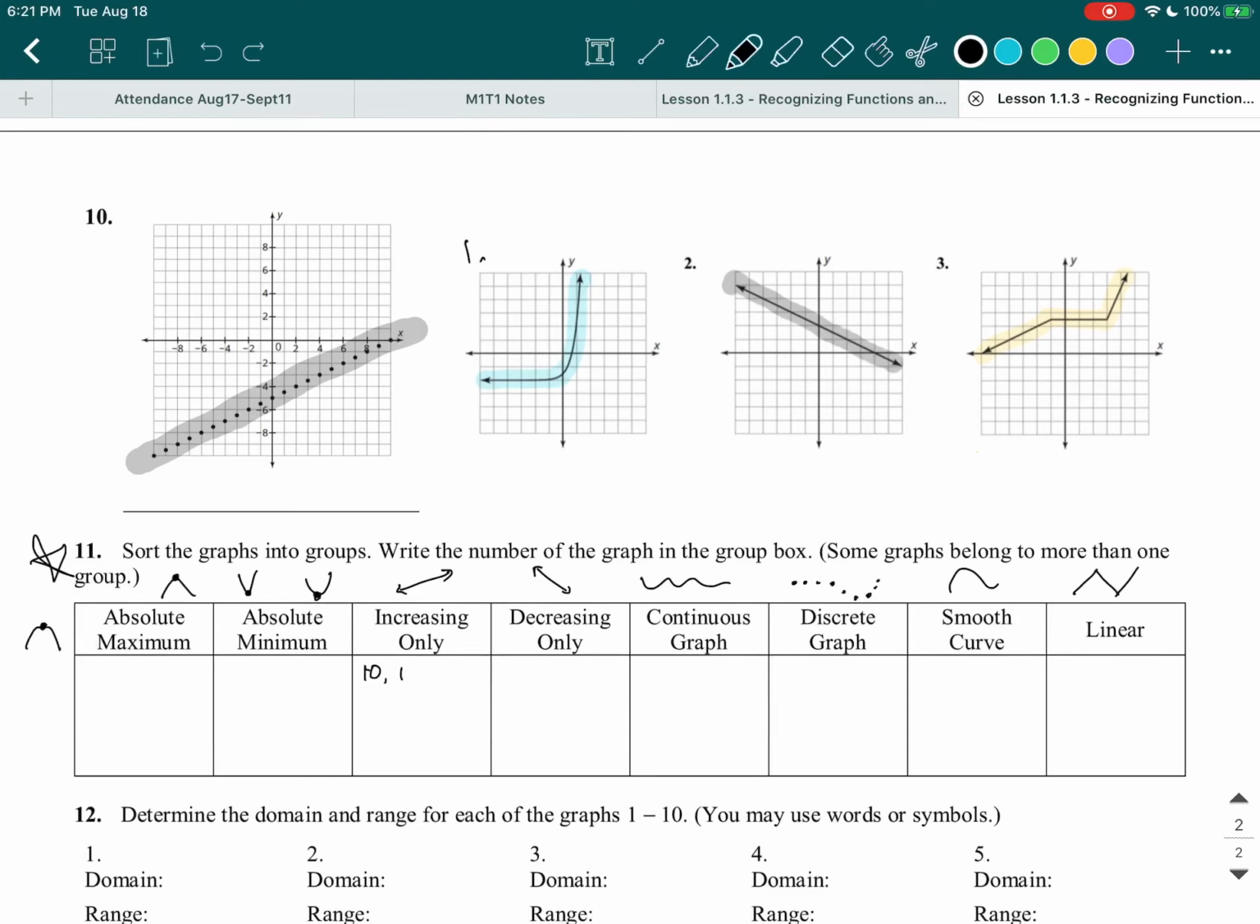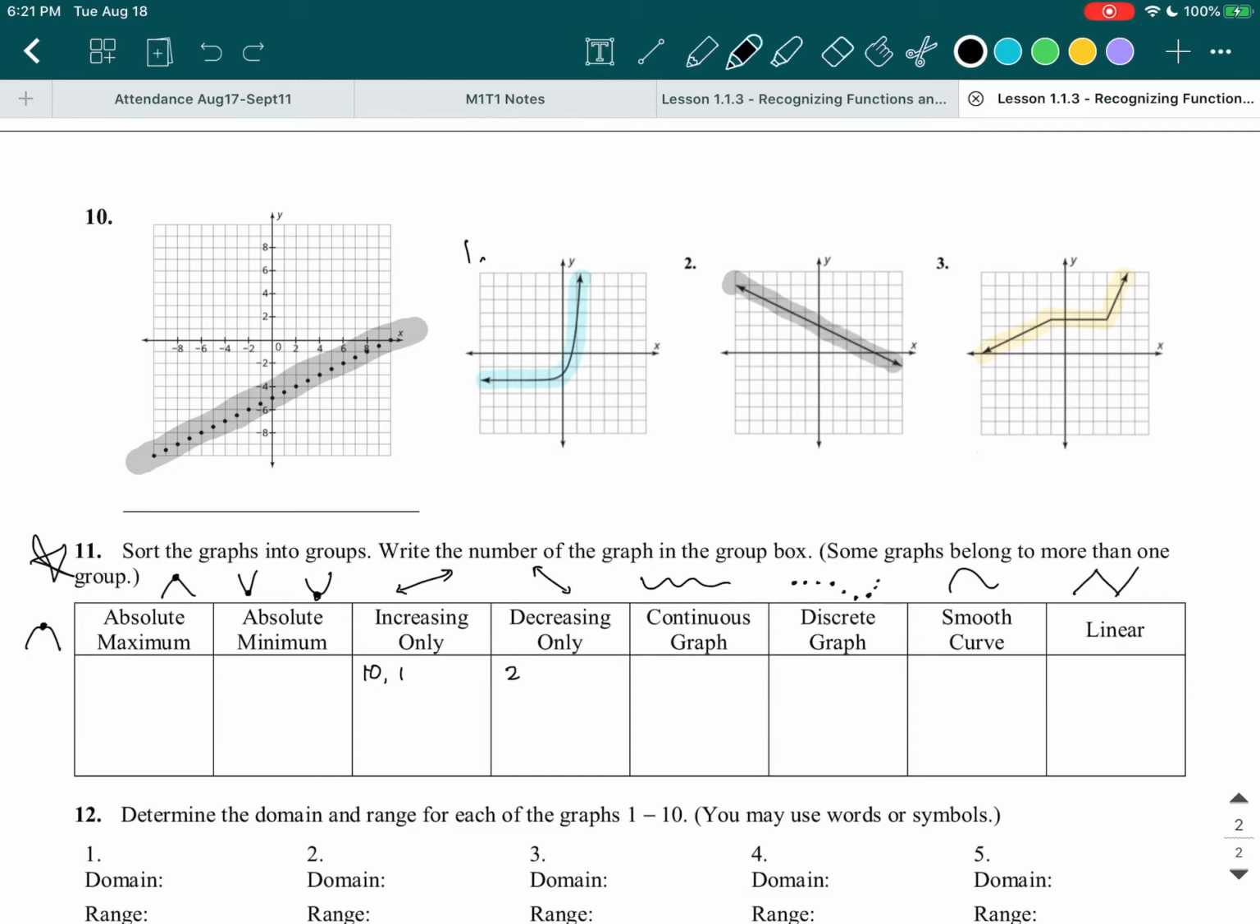Okay, let's take a look at this box for decreasing only. We kind of already hinted at it. It's number 2. It just goes straight down. And when I say down, I mean we're reading it from left to the right side. Just like English, you want to read the graph from left to right, okay? So number 2 is decreasing only.